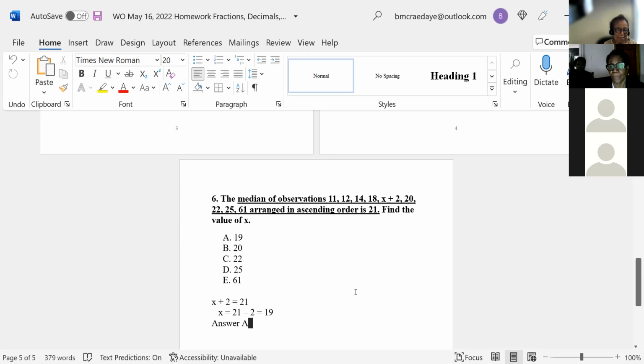You got it? From 11 to 18 is 4 numbers, and there are 4 on the other side, but one is still sitting right there in the middle. So X plus 2 is the median that they gave you as 21. So X is 21 minus 2, 19. Got it? Yes, ma'am.